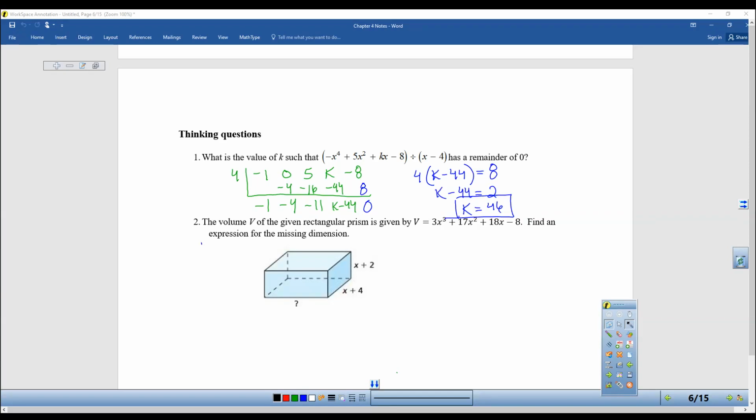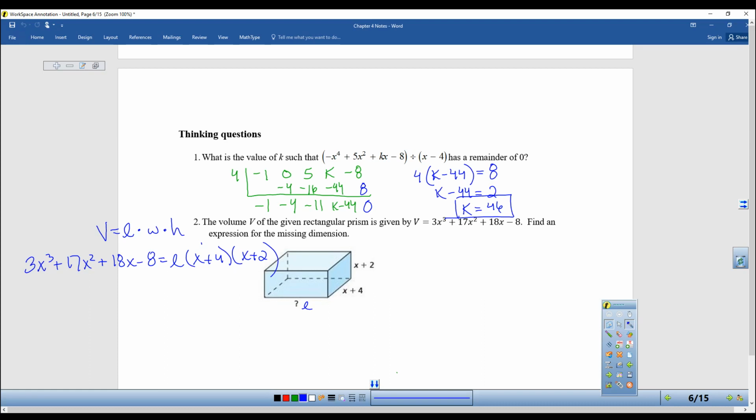On number 2, it says the volume of a rectangular prism is given by volume is equal to 3x cubed plus 3x squared plus 18x minus 8. Find the expression for the missing dimension. So the key to this problem is knowing that volume of a rectangular prism, which is a fancy name for a box, is length times width times height. So in other words, the volume, which is 3x cubed plus 17x squared plus 18x minus 8 is equal to the length, which we'll call L instead of question mark, times x plus 4 times x plus 2.